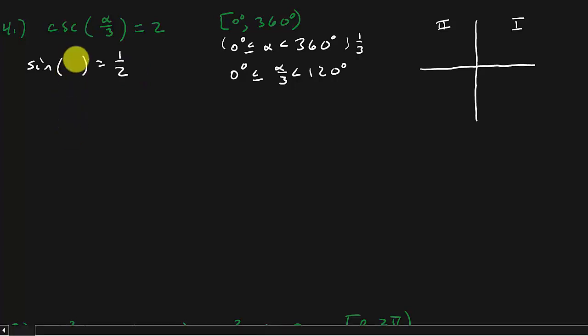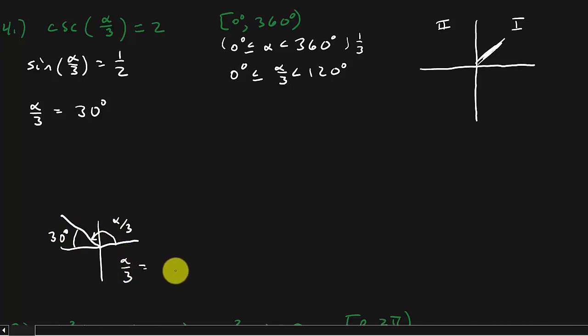And it's not alpha over 2, it is alpha over 3. Man, I'm having a time with this problem, aren't I? Writing down all kinds of stupid stuff. All right, so I've got alpha over 3 is equal to, well, the sine of what is 1/2? The sine of 30 degrees, right? The sine of 30. That's my first quadrant angle. Well, now I need my angle in the second quadrant. So there's alpha over 3. There's my reference angle, 30. And so I get alpha over 3 is 180 minus 30, which equals 150.